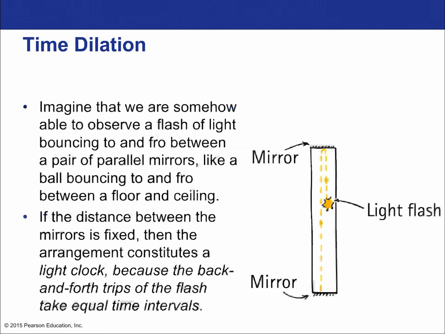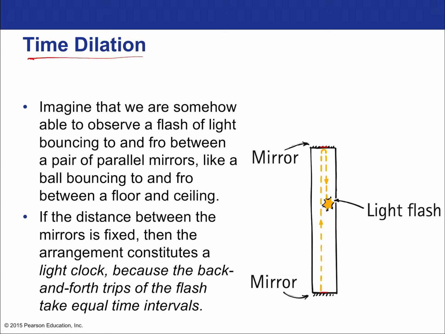All right, so continuous spacetime, time dilation. Okay. So imagine that we are somehow able to observe a flash of light bouncing to and fro between a pair of parallel mirrors, like a ball bouncing to and fro between the floor and the ceiling, right? And then we can measure it because there's something that triggers in each mirror. So we can kind of tell how quickly it's bouncing back and forth. If the distance between the mirrors is fixed, then the arrangement constitutes a light clock. That's a term given to this type of measurement, which is really helpful for understanding special relativity.